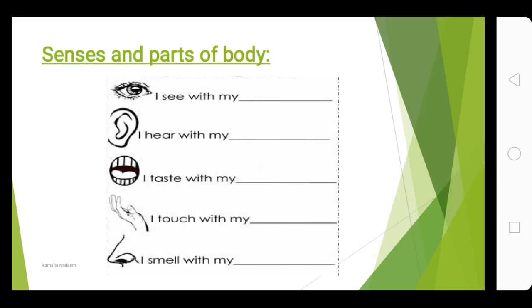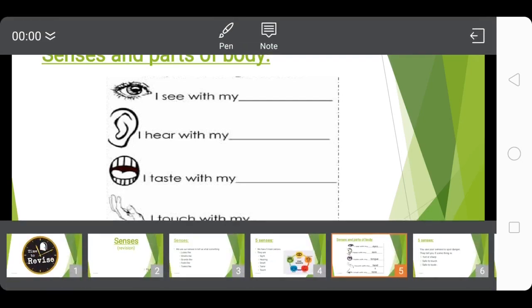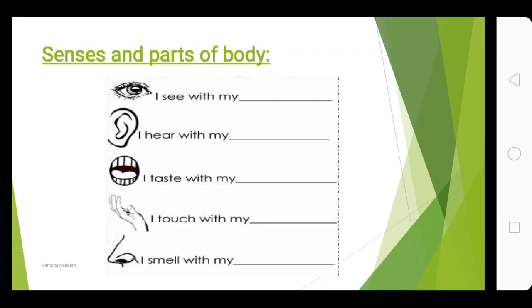Senses and parts of the body. Now we all know that we have different parts of the body that help us to sense different objects or different sensations. So we'll be revising this now. I see with my eyes. I hear with my ears.